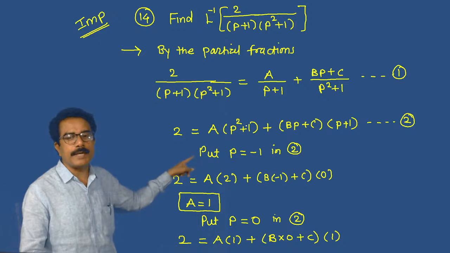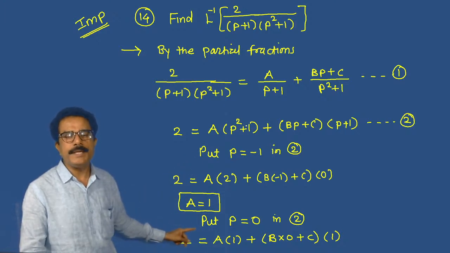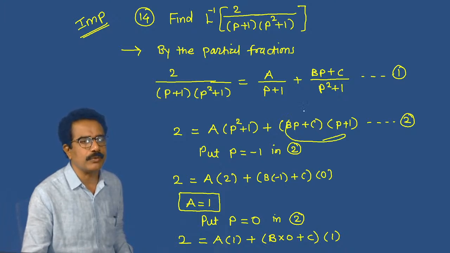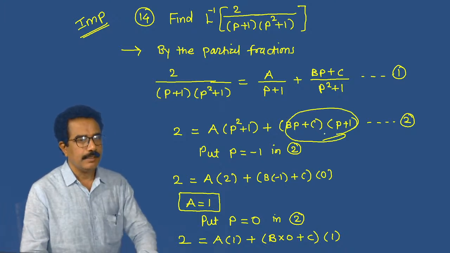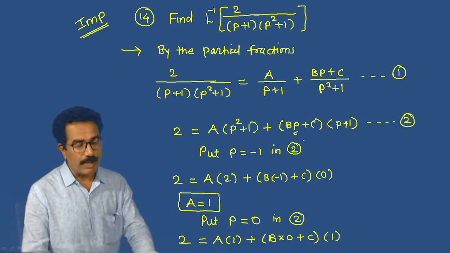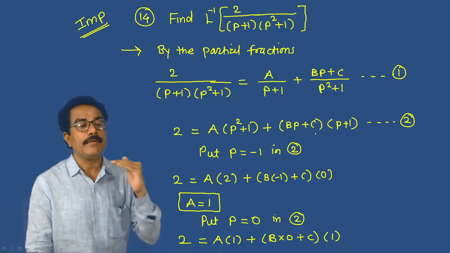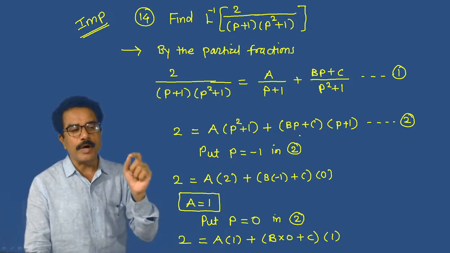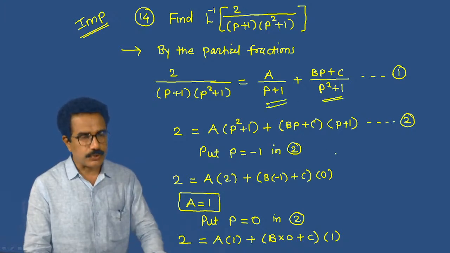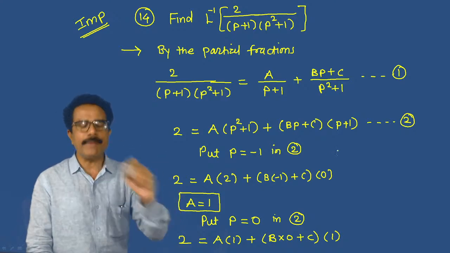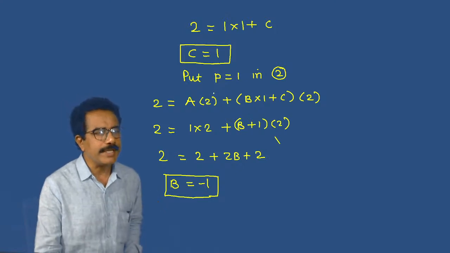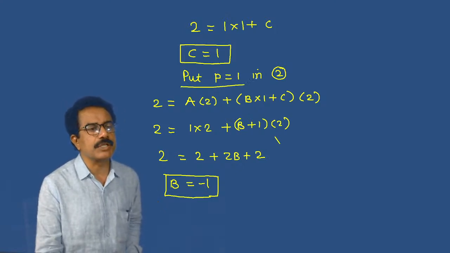In this way we have substituted p is equals to minus 1, p is equals to 0. By using p is equals to minus 1, we have calculated A. By using p is equals to 0, we calculated C. Now our aim is to find out the value of B. Now to obtain the value of B, there are only two terms, so you have to put any value of p. You can take any smallest value of p. So here we have considered p is equals to 1.